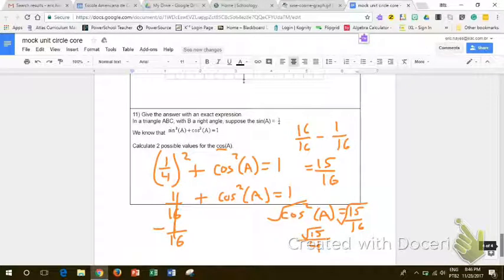Now it says calculate 2 possible values. Oh, well, that's difficult. But remember, when you take the square root of things, your answer can be what? Both positive and negative. So really, all you have to say is, oh, it's positive or negative, because I can have a positive or negative answer. And yes, you'd be correct. And that's how we do it.